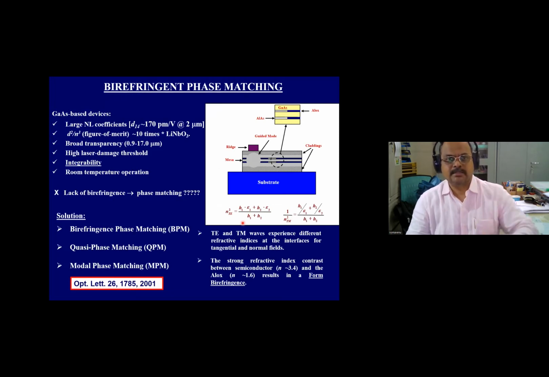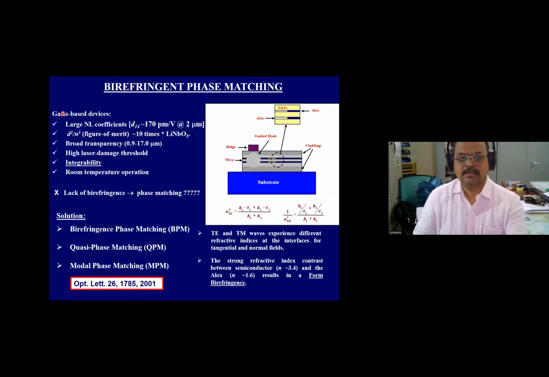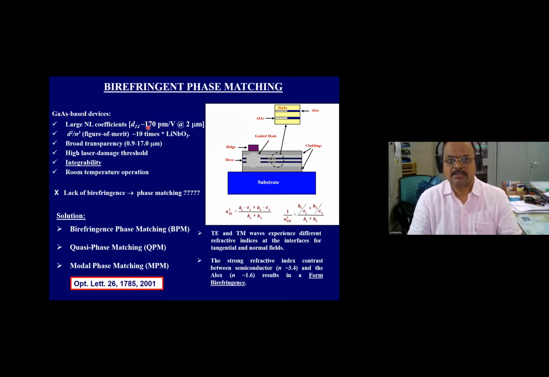When there is no phase matching, then what is the case? For example, d14 of 170 picometer per volt. This is gallium arsenide. I'm talking about gallium arsenide. Semiconductors are very easy to work with. They have large nonlinear coefficients. At 2 microns, it's 170 picometer per volt, and a very good figure of merit, which is d square by n cube, where lithium niobate is a very standard second order nonlinear material, but this is 10 times more. It has broad transparency, high laser damage threshold. It has integrability with your laser sources or detectors. You can make a full system or a device out of it. Room temperature operation, but there is no birefringence.